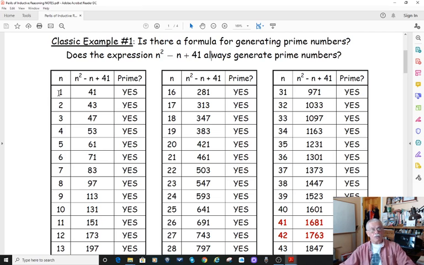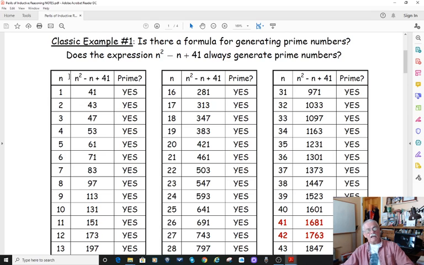So let's see, if n is 1, what do you get? You get 1 minus 1 plus 41. Prime, yes. 2. 2 squared is 4 minus 2 is 2. 2 and 41, 43. Is that a prime? Yes. 3. 3 squared is 9. 9 minus 3 is 6. 41 and 6, 47. Is that a prime? Yes. Try one more. n equals 4. 16 minus 4 is 12. 12 and 41, 53. Is that a prime? Yes. So in these 4 instances, when we plug in 1, 2, 3, 4, you get a prime.